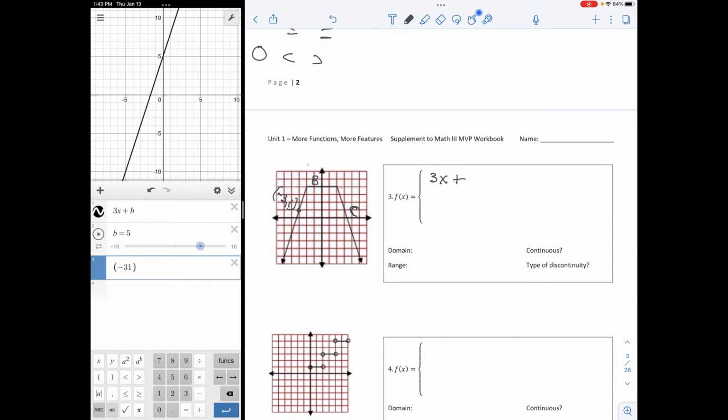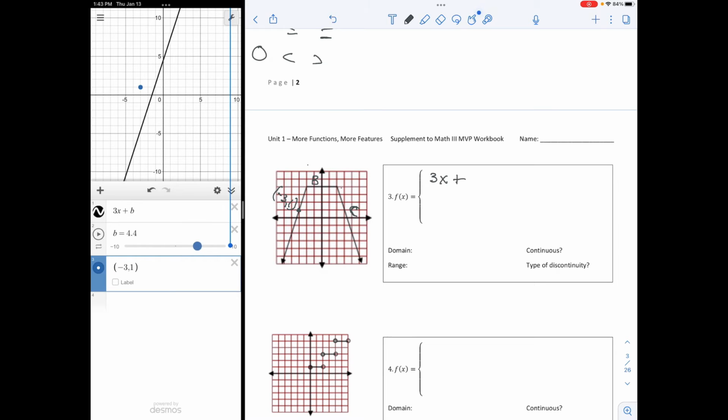(3, 1). All right, so we can see that they've graphed that for us. We have 3x plus 1. Now we need to move our y-intercept. So I'm going in the wrong direction. I'm making my y-intercept smaller. Let's go in the right direction and see what would be the equation of this line.